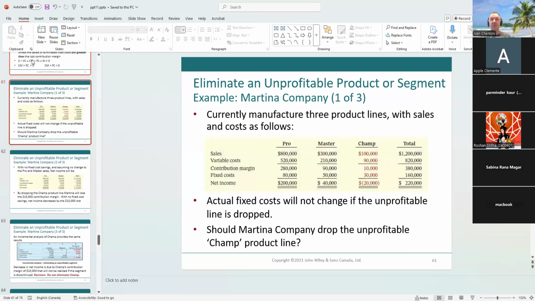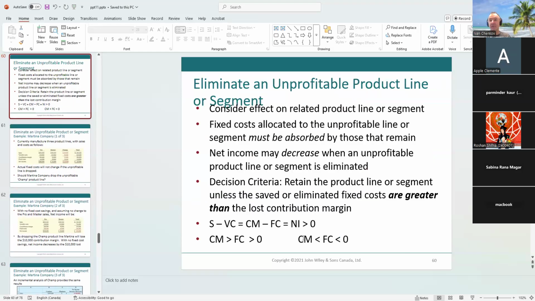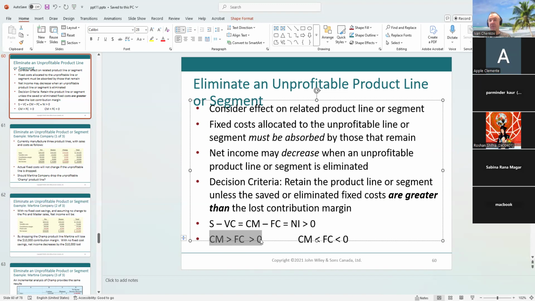Make sense? So in which scenario are we here? Are we on this scenario or on this scenario? The first one, right? Because if I lose that contribution margin, which is more than the fixed cost, I'm losing income. But if I lose contribution margin which is less than the fixed cost, I'm going to add income. Why? Because my fixed cost savings will be more than the contribution margin lost.